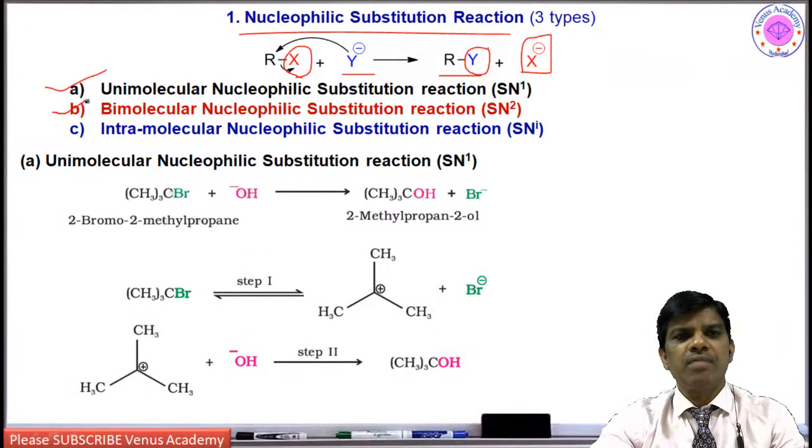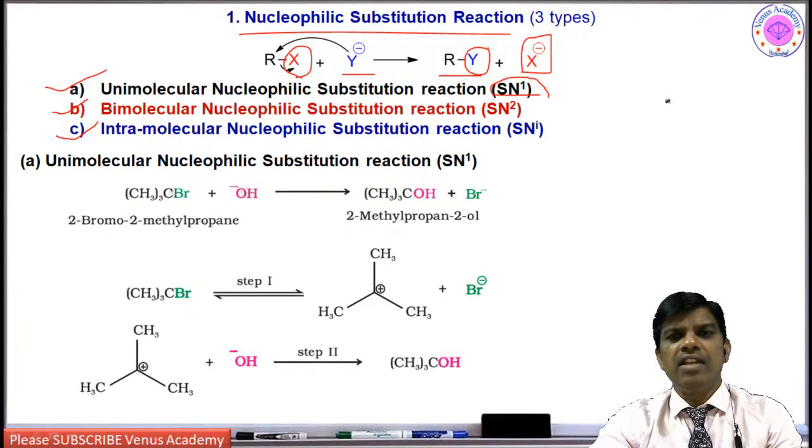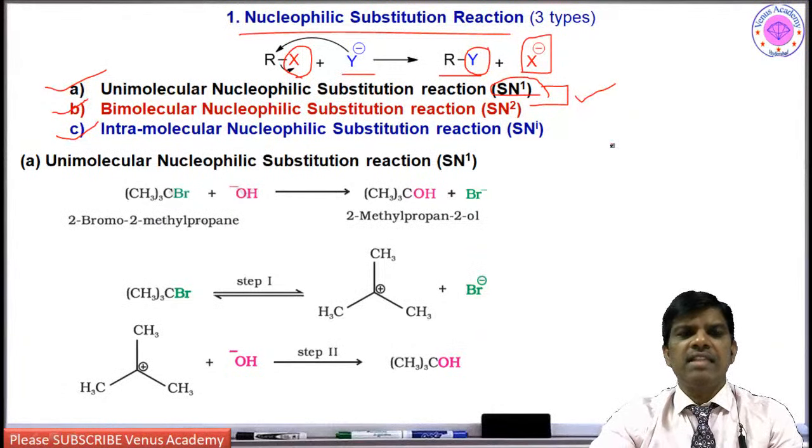Unimolecular nucleophilic substitution, commonly known as SN1, bimolecular nucleophilic substitution, known as SN2, and intramolecular nucleophilic substitution reaction. Dear students, these two types, SN1 and SN2, are very important with respect to their stereochemistry and their reaction conditions. Let us see one by one.